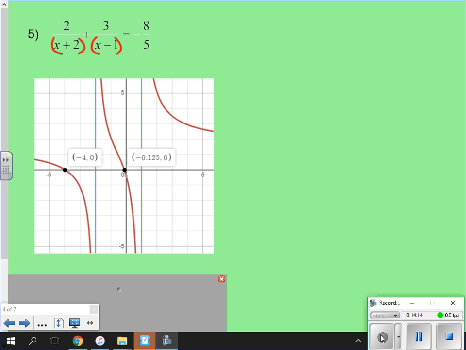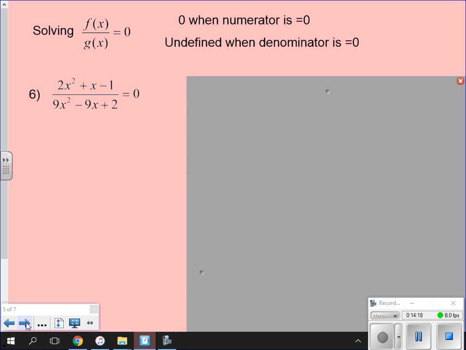Okay. Now, on the next one, this is kind of an important note to put in there, because this is a big deal. Whenever you have a function over a function, you have a rational function, which is a function divided by a function. Wherever the numerator is 0, you have 0. Wherever your denominator is 0, it's undefined.